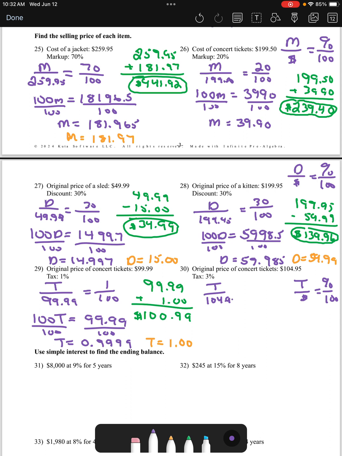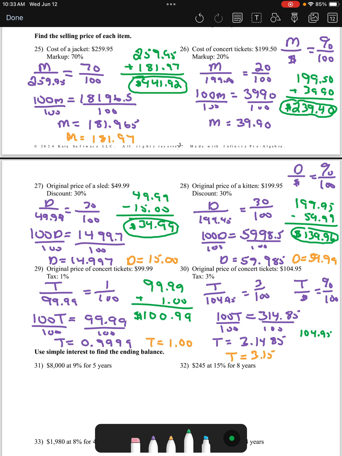Tax over 104.95 equals 3% over 100. Cross products will be 100t, and 104.95 times 3 is 314.85. Dividing by 100 gets me t having a value of 3.1485. Too many decimal places, so what are we going to use as our tax amount? $3.15 when rounded properly.